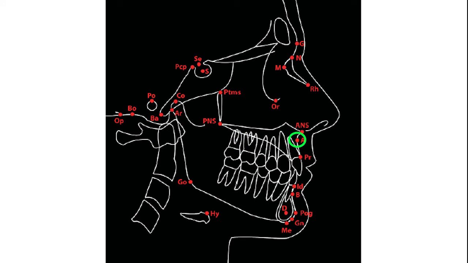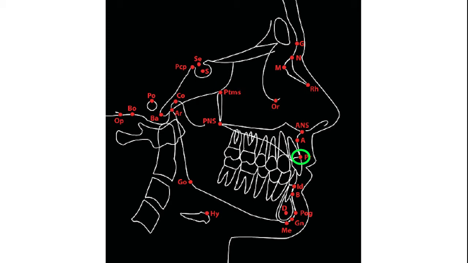A point, or point A, or it can be called subspinale. The definition of it is the point at the deepest midline concavity on the maxillary alveolus between anterior nasal spine and prosthion. Prosthion, it can be abbreviated as PR, or it can be called supradentale. Supradentale can be abbreviated as SD.